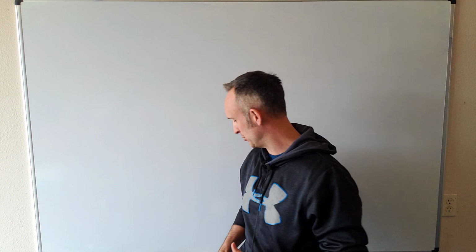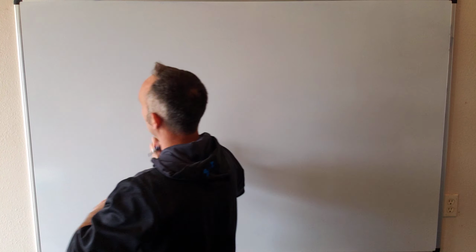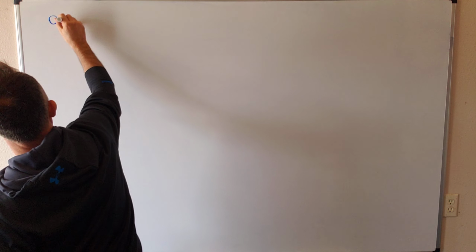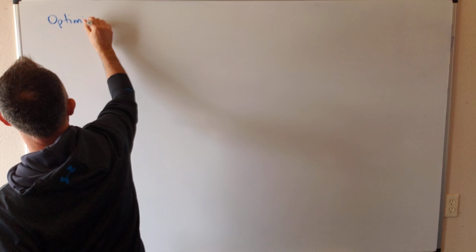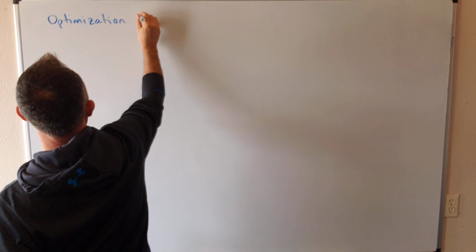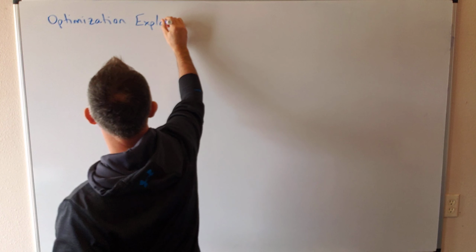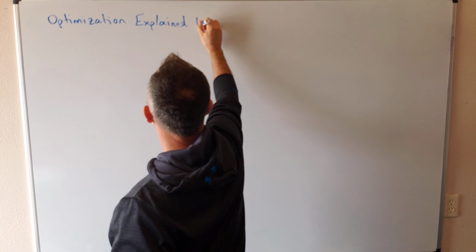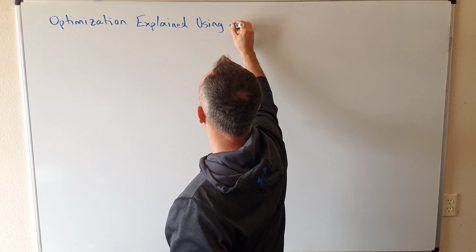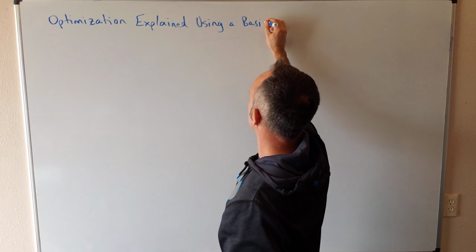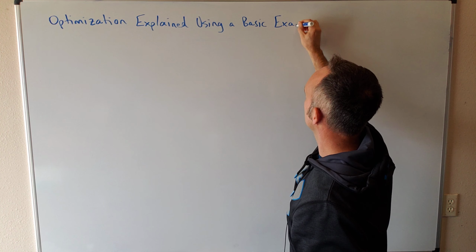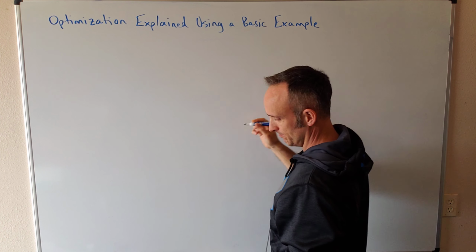Let's take a look at a concept called optimization, and we're going to explain how to think of optimization through the use of a basic example. Optimization explained using a basic example.